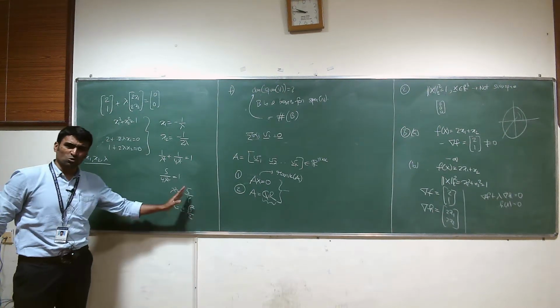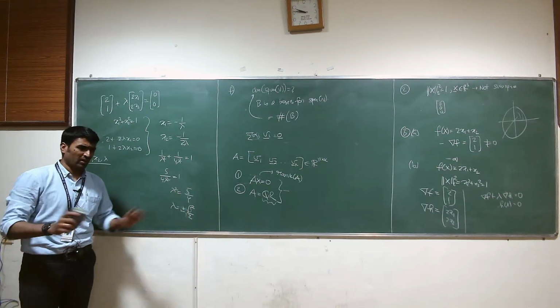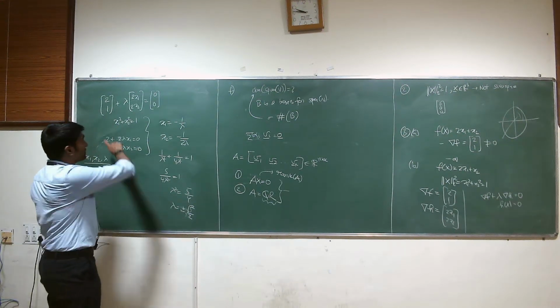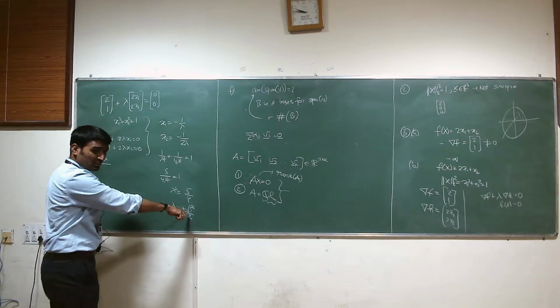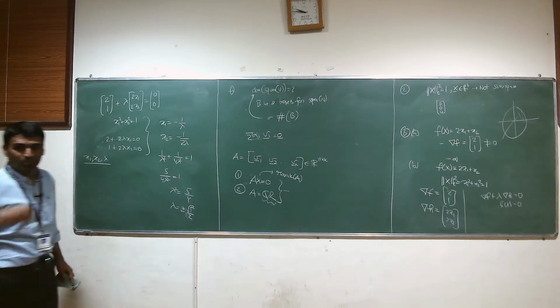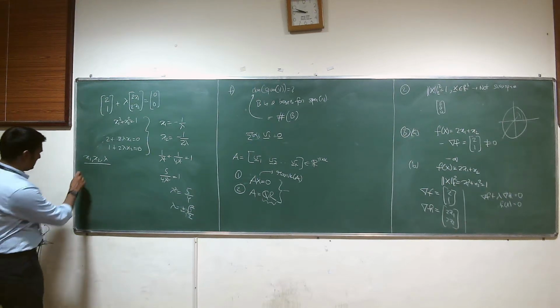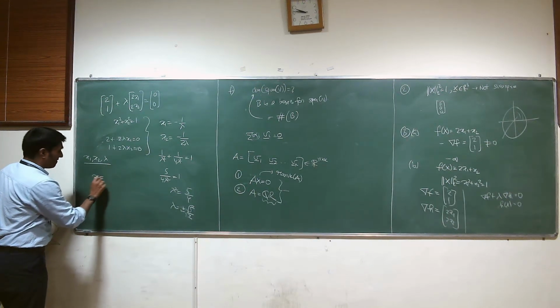Some of you might have gotten the numerical values wrong, but I'm not bothered about it. If you've got this step right, and you just got the numeric value wrong, it's fine. Just let me know in case I've not given you marks. Okay. So now we have x1.